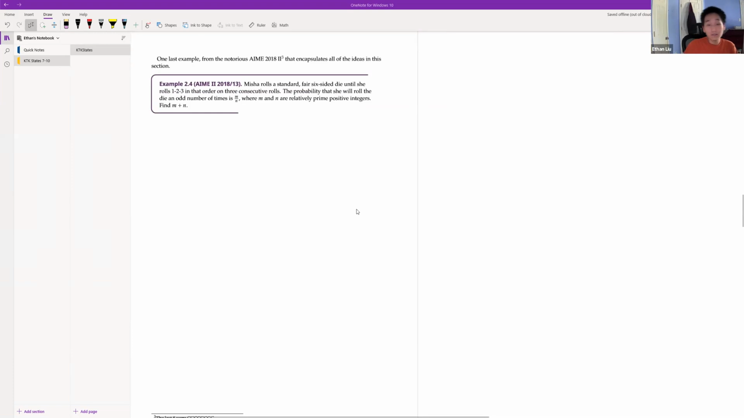Anyways, so there are so many probabilities here. There are a lot of states. First of all, we care about the parity. We care about the parity. 1 odd is a state. 1 even is a state. 2 odd is a state. 2 even is a state.